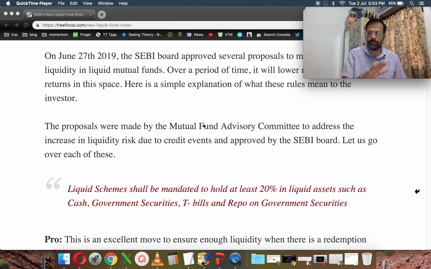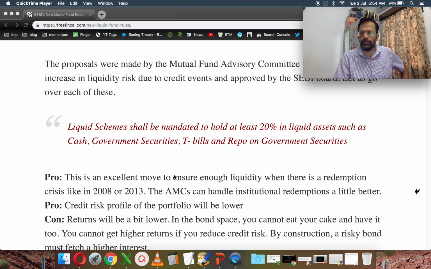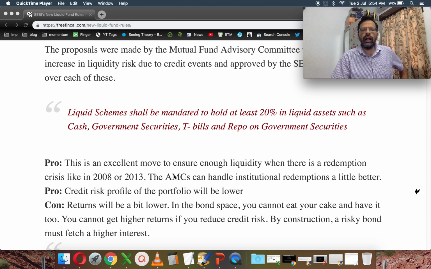Therefore SEBI has mandated that they will hold 20% liquid assets at all times, so that if there is any extraordinary redemption, they can handle it to some extent, at least much better than what they did in the past. This is a great move because they will be able to handle redemption pressure better, and the credit risk of the portfolio will also be a little bit lower. The credit risk will be lowered because of this 20% exposure. Of course, returns will be a little bit lower, not too much, but a little bit lower, because that 20% will get lower returns.